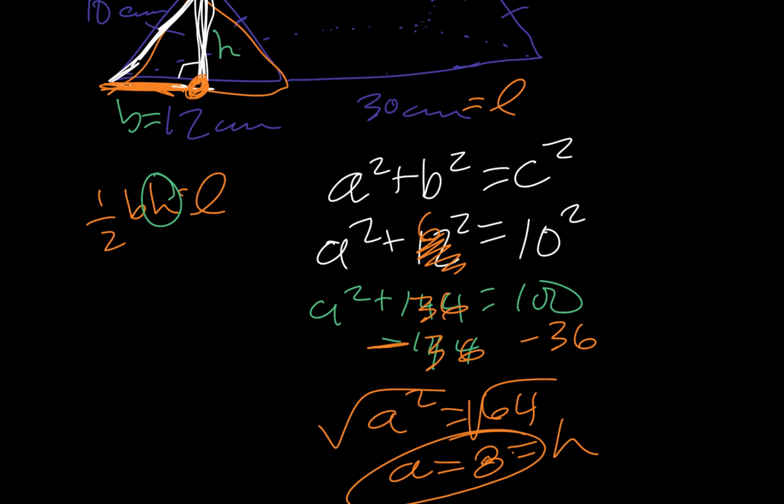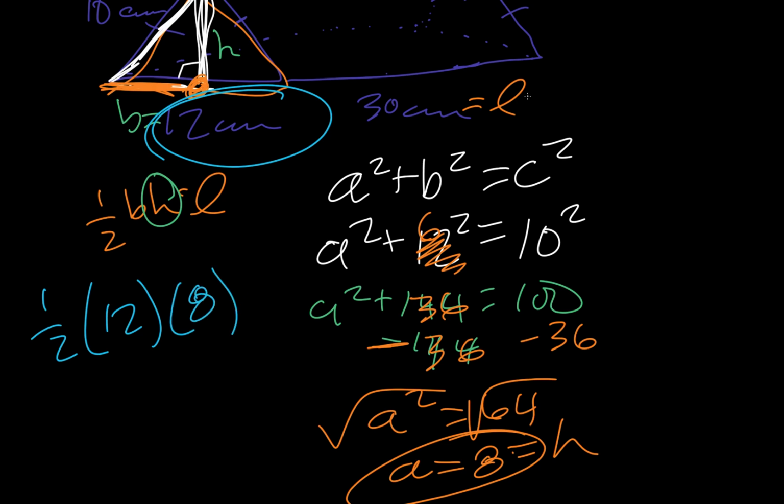And now we just plug things into that formula we set up. So we have 1/2 the base, which is 12, and then the height, which is 8, and then our length, which is 30. Plug all of that into a calculator, and we get 1,440 centimeters cubed, sorry, we're doing volume, cubed.